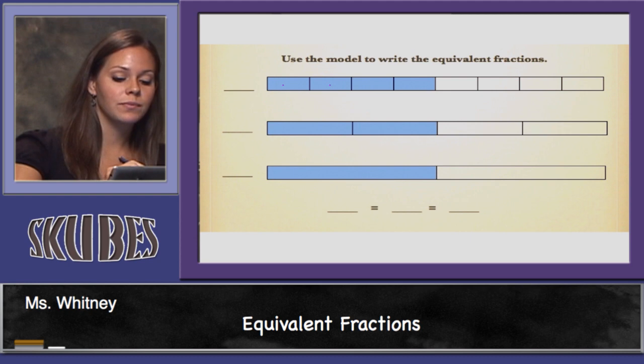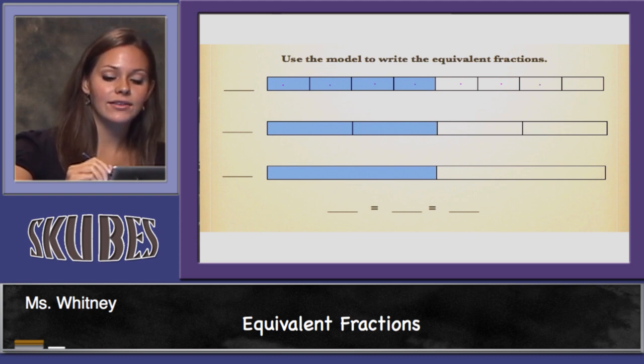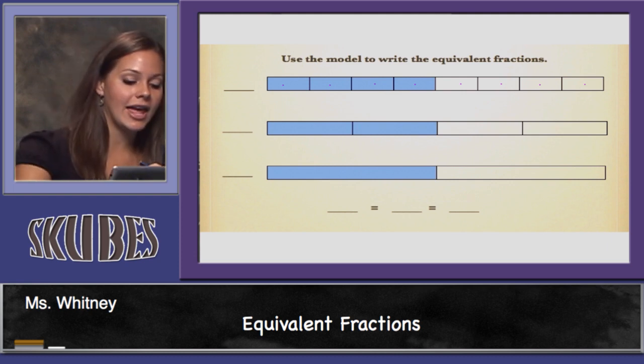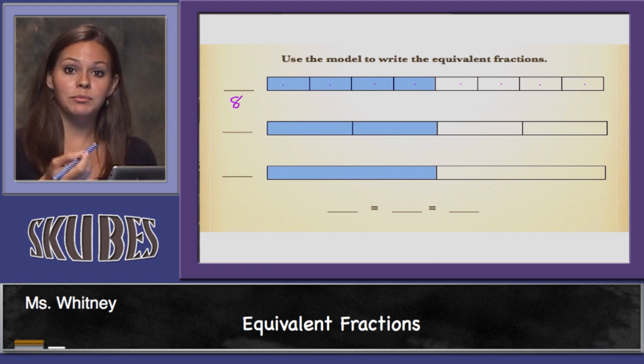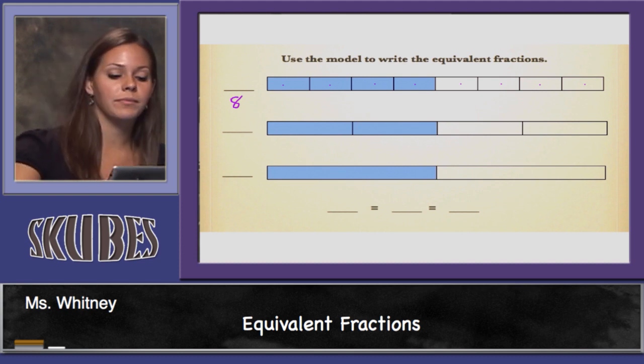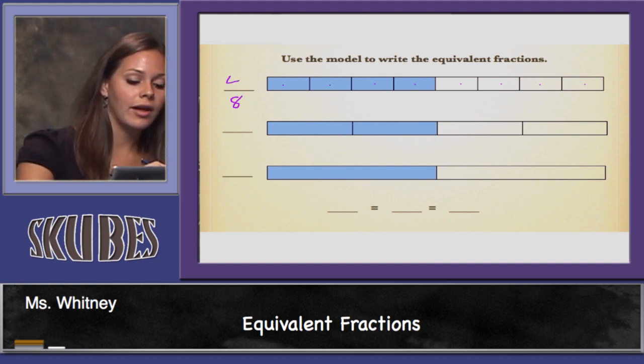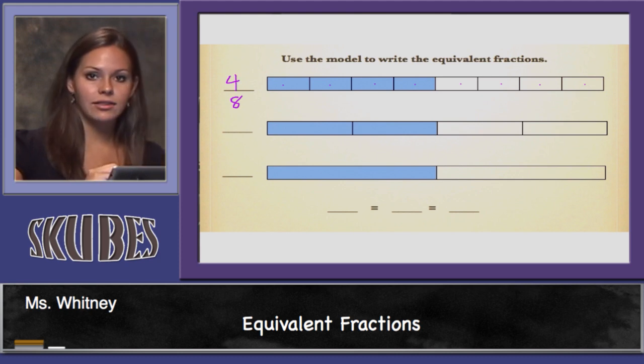1, 2, 3, 4, 5, 6, 7, 8 equal parts, so 8 is our denominator. And now the number shaded, that will be our numerator. There are 4 out of 8 shaded. The fraction shown is 4/8.